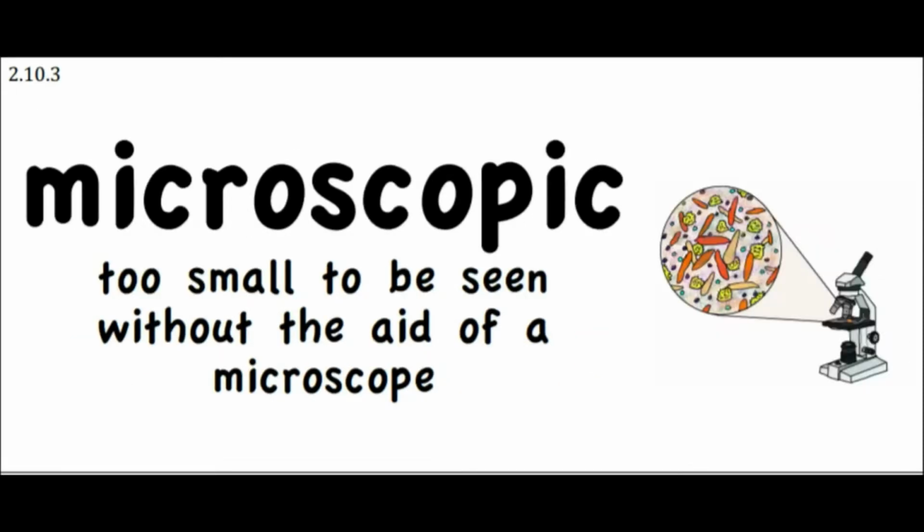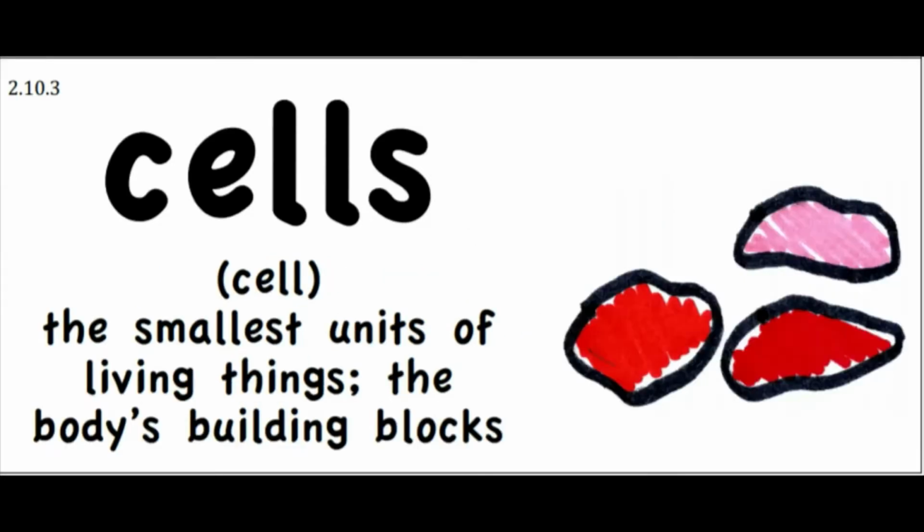Microscopic. If something is microscopic, it is too small to be seen without the aid of a microscope. For example, the existence of our microscopic cells were unknown before the invention of the microscope. Cells. Cells are the smallest units of living things, the body's building blocks. Our bodies are made up of billions of tiny microscopic cells.